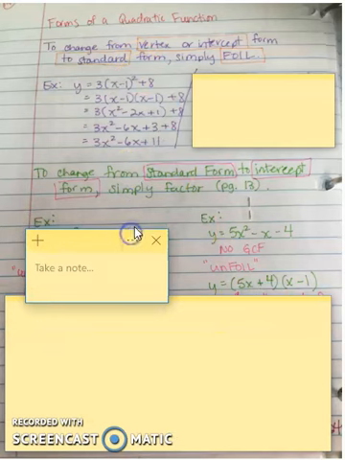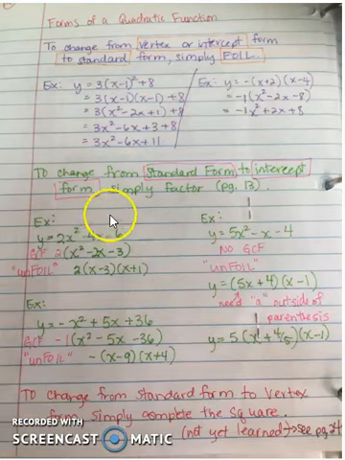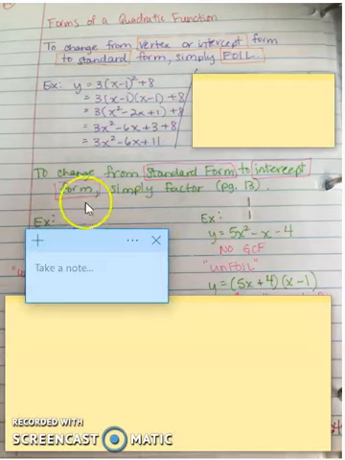So we'll look at these two examples first. Oops, sorry.